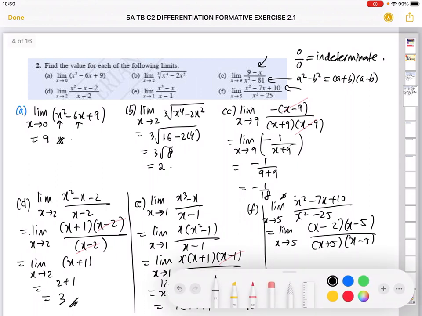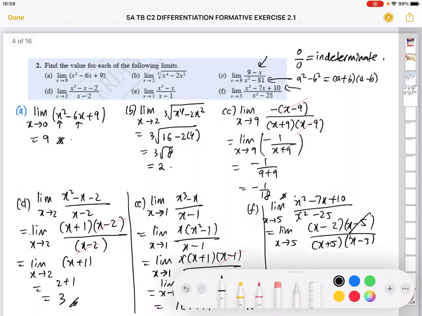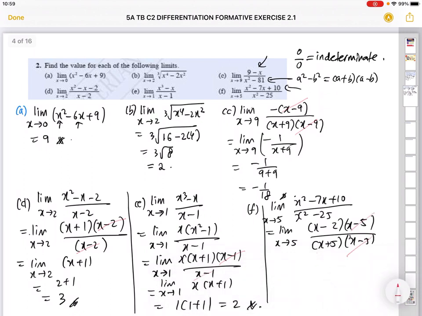Again, you can cancel them, right? Oops, I better use a different color pen, easier to see. So you're left with x minus 2 over x plus 5. So keep writing limit until after you substitute. The moment you substitute, don't need to write limit anymore. 5 minus 2 over 5 plus 5. Answer: 3/10. Alright, I hope this is not too difficult.